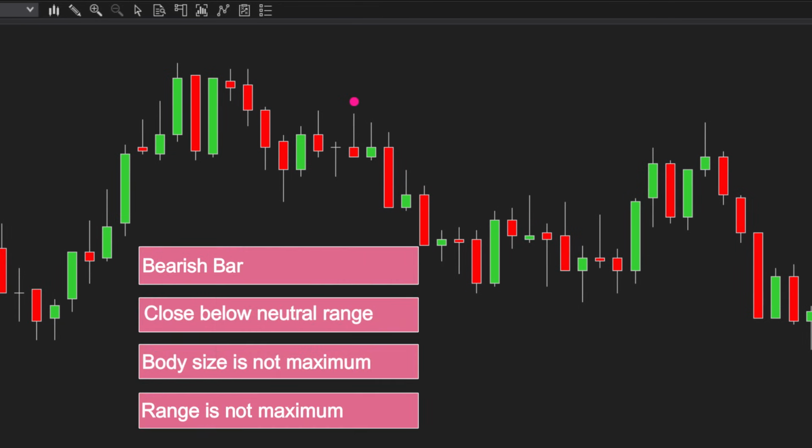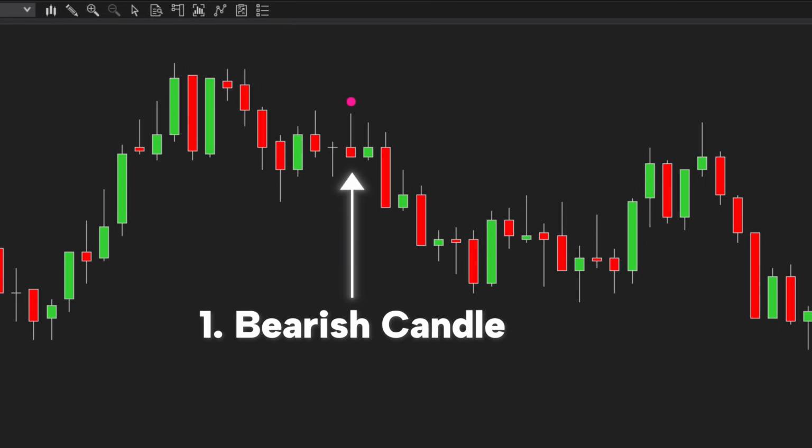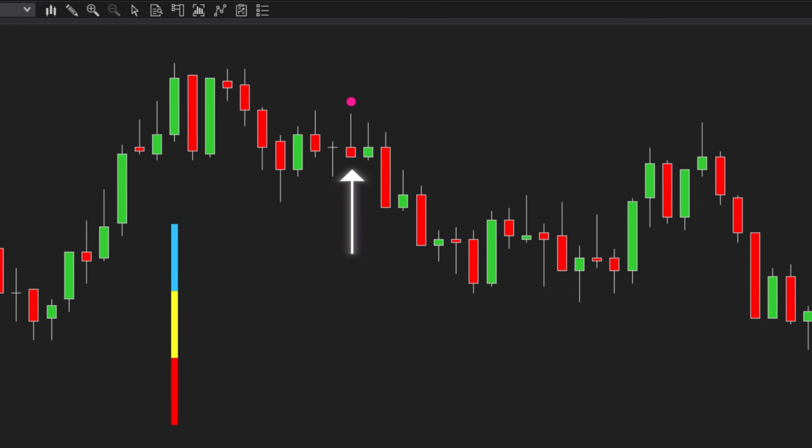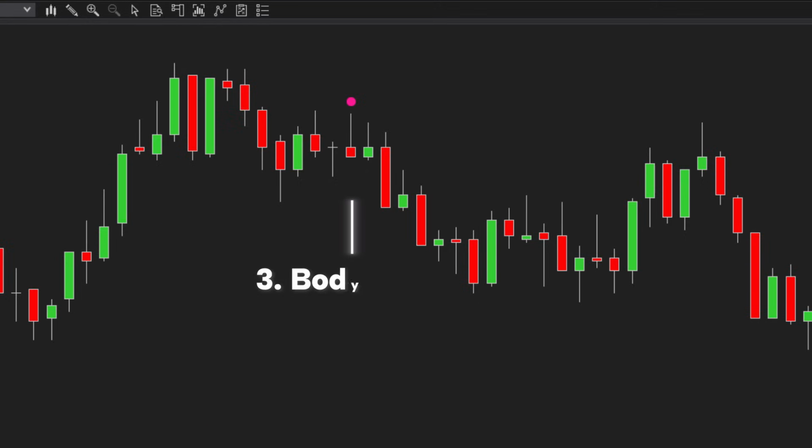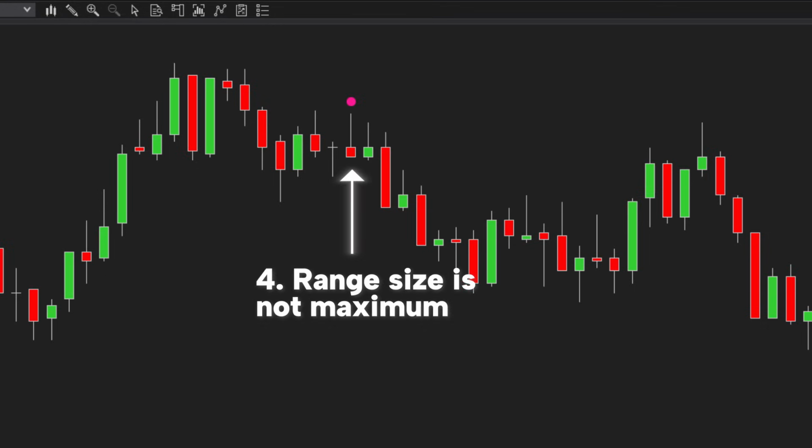Next, after confirming strong buy-side effort, the system checks whether the final result favors the sell side through the following conditions. The first condition is that the candle must close as a red candle. Next, the closing price of the buy absorption candle must be below the neutral range, showing a decisive close in favor of the sell side. Similarly, for the third condition, the buy absorption candle must not have the largest body, and it must also not have the widest range within the previous N candles.